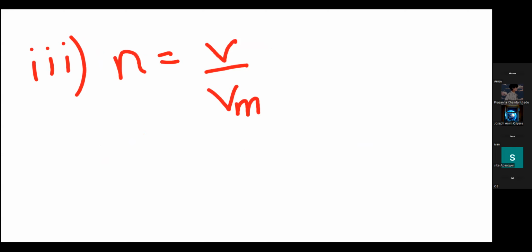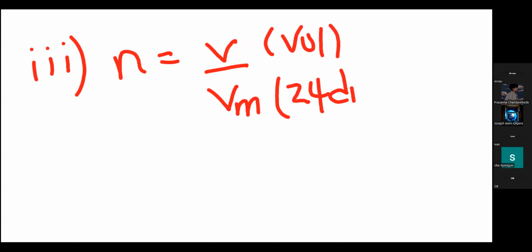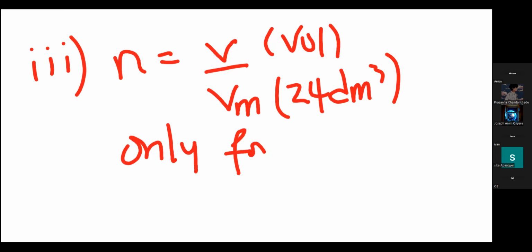Now, in this formula, V stands for volume. Vm stands for the molar volume, which is 24. This is a constant, 24 dm cube. We use this formula only, word of caution, only for gases. If it is not a gas, don't use it. Some of you are stranded; you just pick any formula and start using it. We use this formula for gases: carbon dioxide gas, oxygen gas, nitrogen gas, chlorine gas, hydrogen gas, only for gases at RTP. So the moment the question mentions RTP or STP, then you should know that we are definitely going to use this formula.